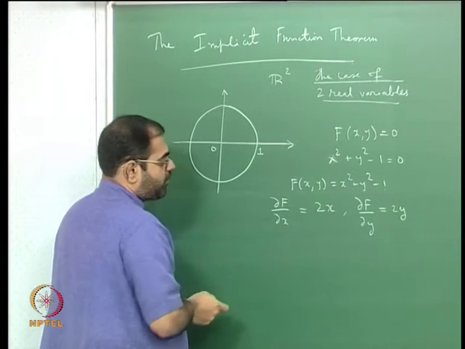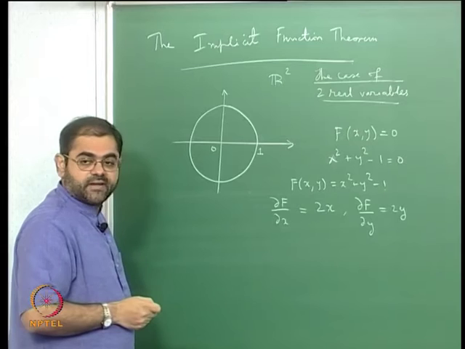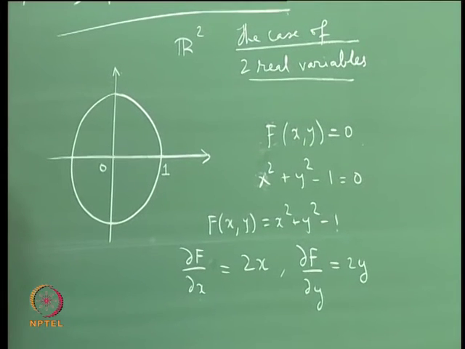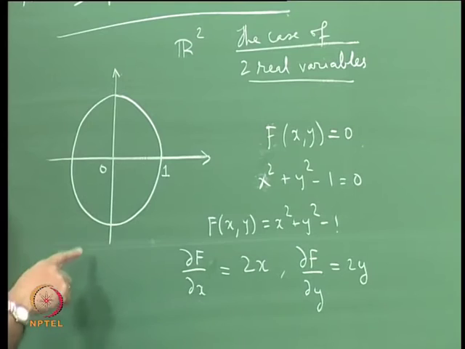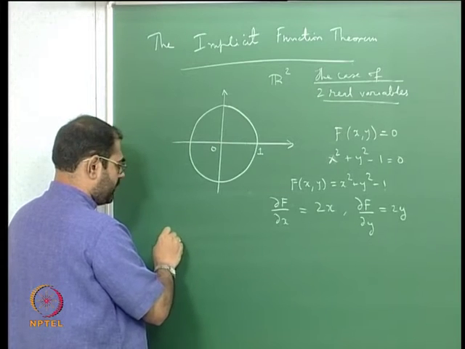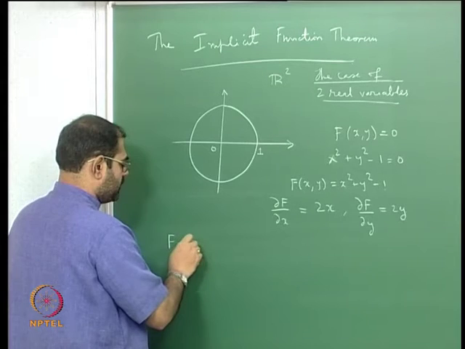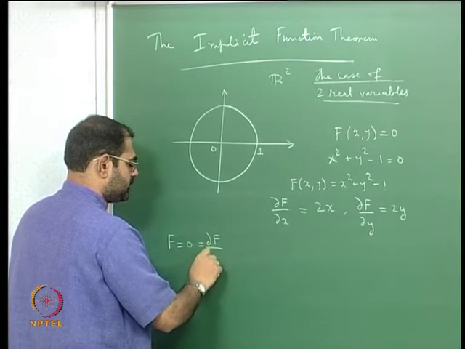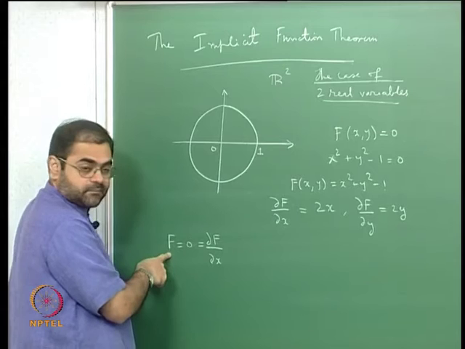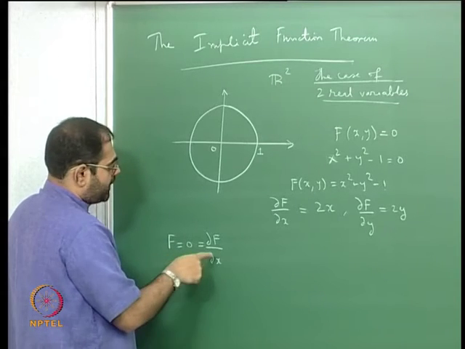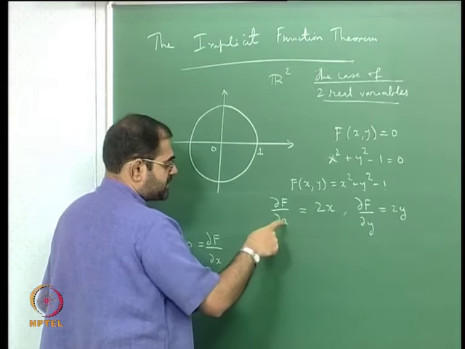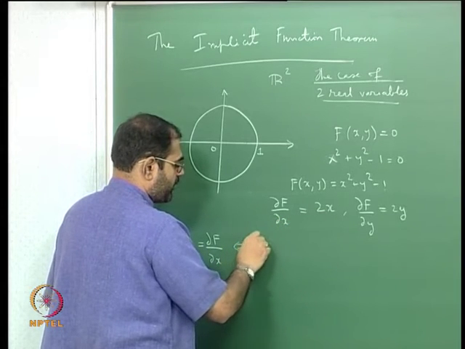And the set of points where the partial derivative with respect to x vanishes are the set of points where x equal to 0. And x equal to 0 corresponds to the y-axis. These are points on the y-axis, and of course I am looking at points on the curve also. So if you look at f equal to 0 and dou f by dou x equal to 0, f equal to 0 means it's a point on the curve defined by f of x comma y, and it's also a point where the first partial derivative with respect to x vanishes.